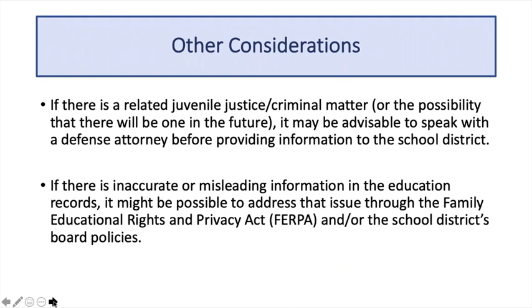So I wanted to just mention some other considerations that can come up in school discipline matters. One issue that I'm often thinking about is whether there might be a related juvenile justice or criminal matter, or the possibility that there will be one in the future. Even if a citation hasn't been issued yet, or a charge hasn't been issued yet, or there's been no contact with those systems yet, that doesn't mean that there might not be something coming down the line.